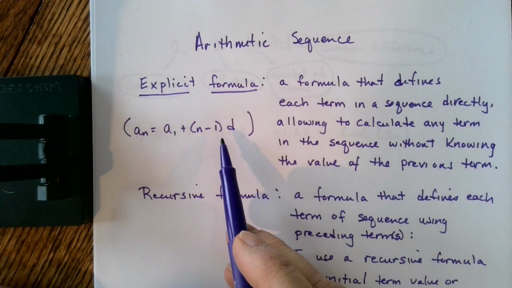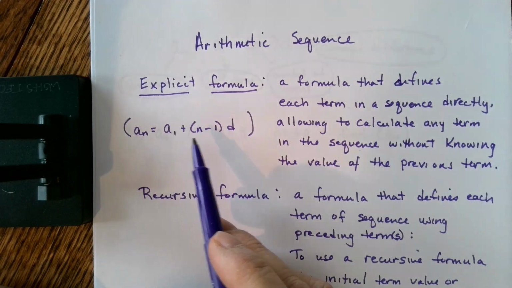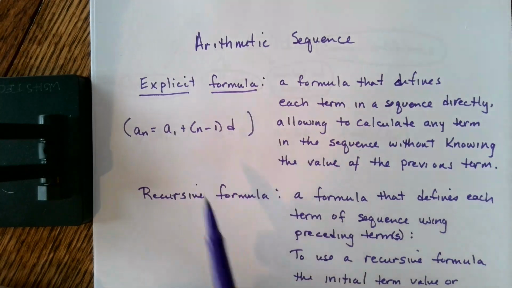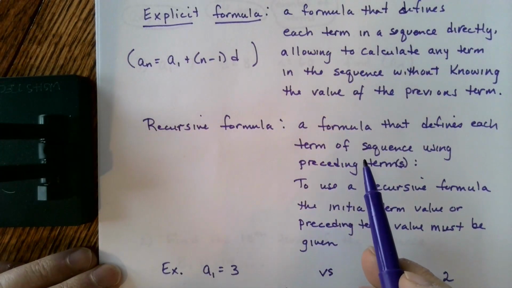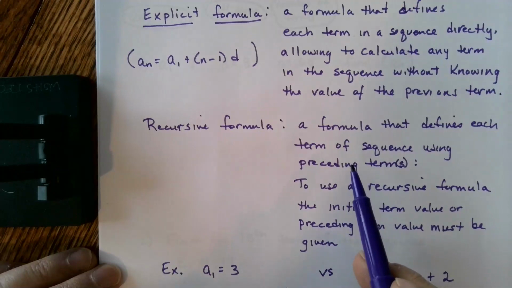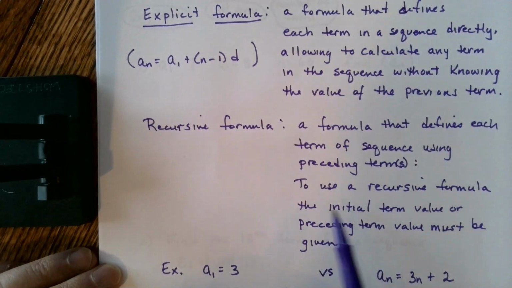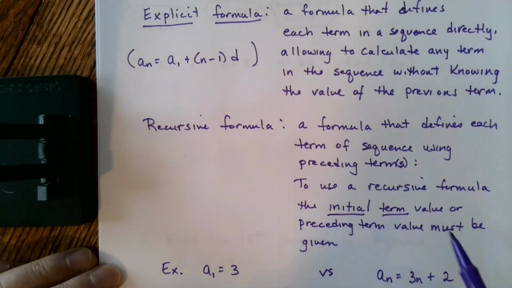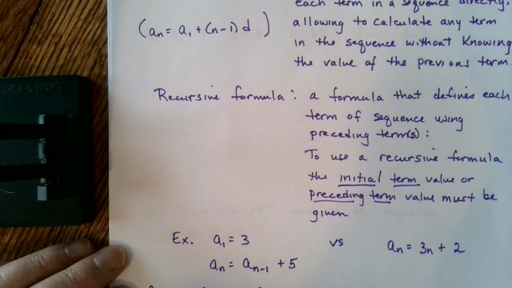And any time that you write a formula for a sequence where you are defining each term, that's the explicit formula. The recursive formula, on the other hand, needs the preceding term's value in order to work. So it's a formula that defines each term of the sequence using preceding terms. To use a recursive formula, you'll have to know the initial term or a preceding term's value in order to be able to solve or find the terms. So let's take a look at what that means.